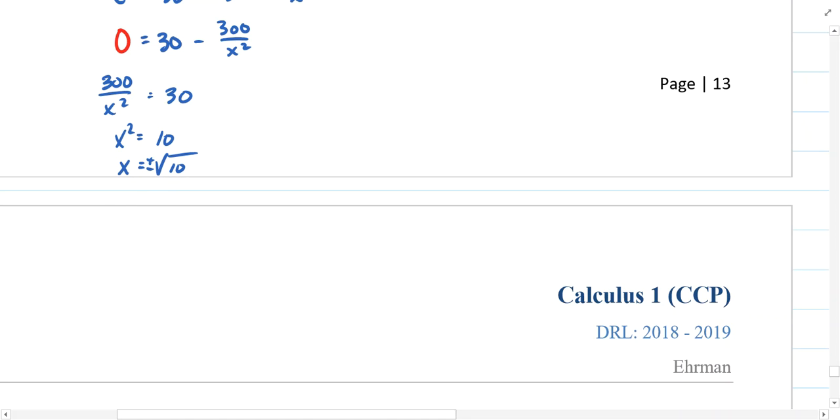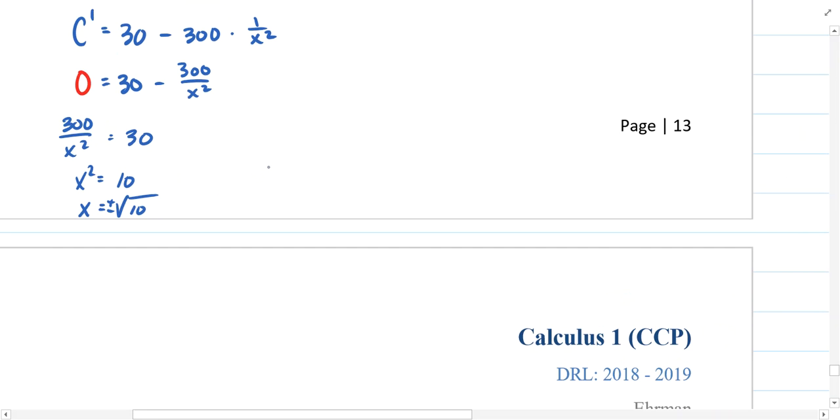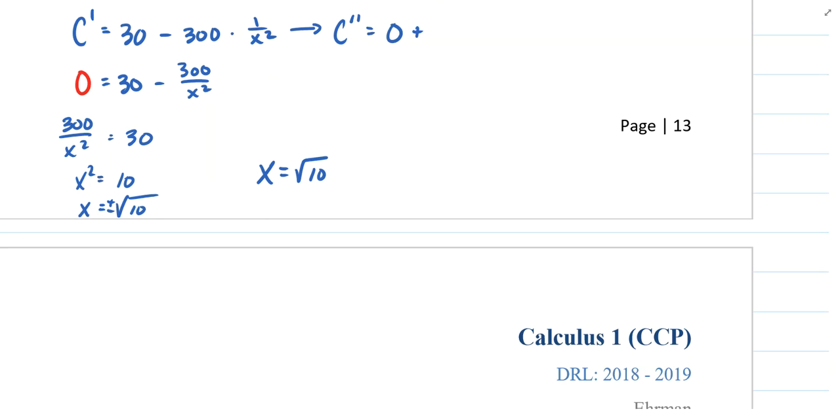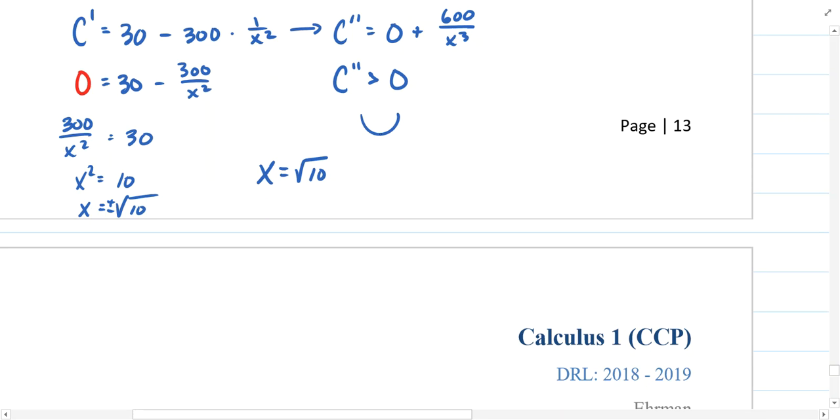Now, of course, we can't have an x length of the negative square root of 10, so I'm thinking that the minimum is going to occur when x is equal to the square root of 10. We should confirm that, however, by considering the second derivative. So c double prime is equal to 0 plus 6000 over x cubed. If I substitute the square root of 10 into x at this point, I'll end up with a positive c double prime. And when c double prime is positive, that means the graph is concave up. And if we're at a position where the graph is concave up while the derivative is equal to 0, then I know that we've encountered a minimum point. So that's a good double check here.